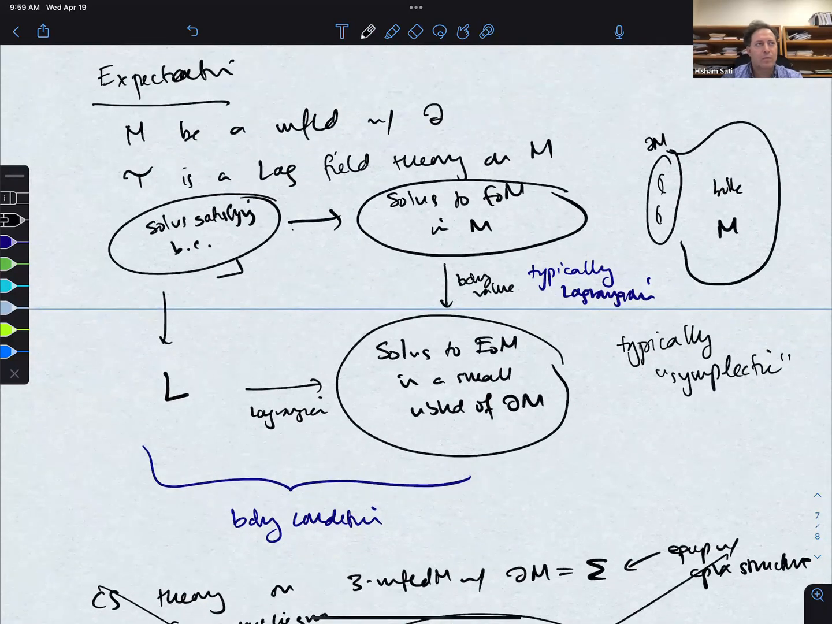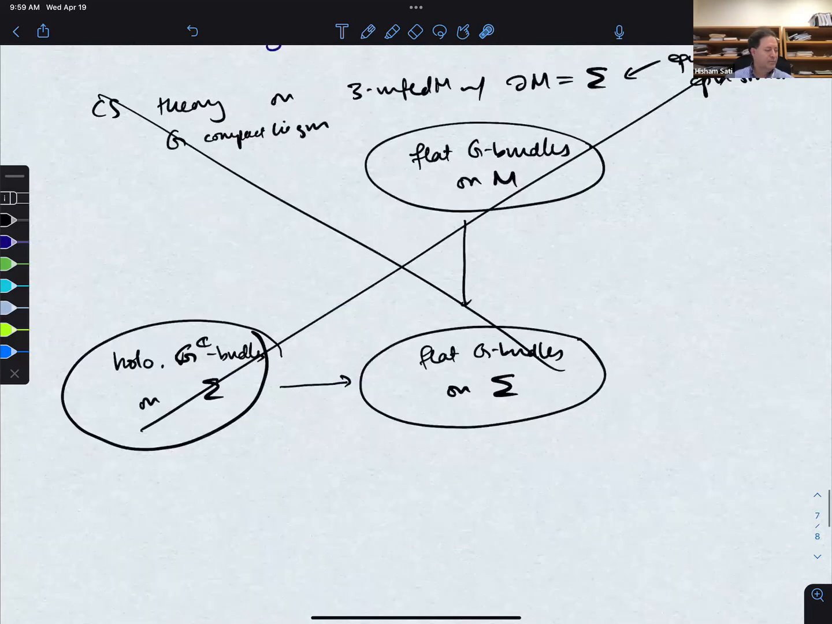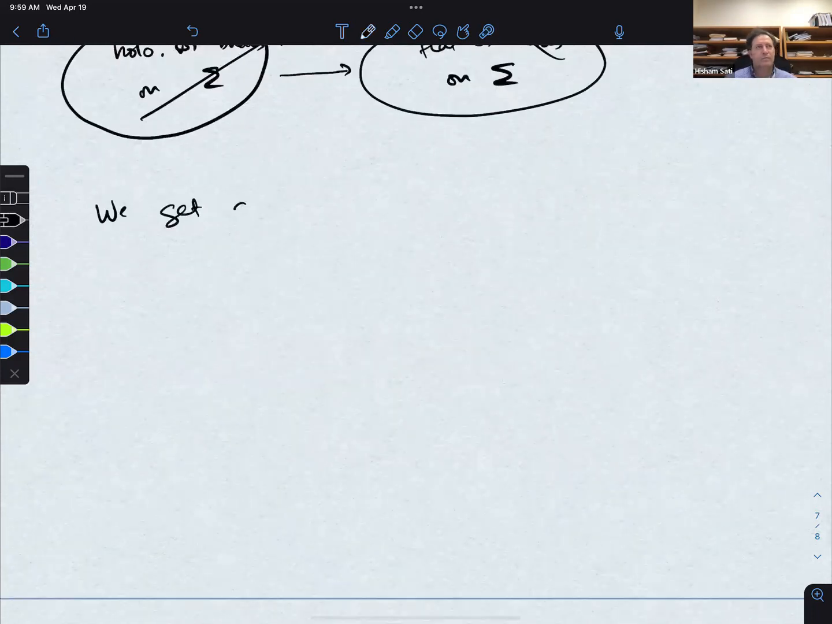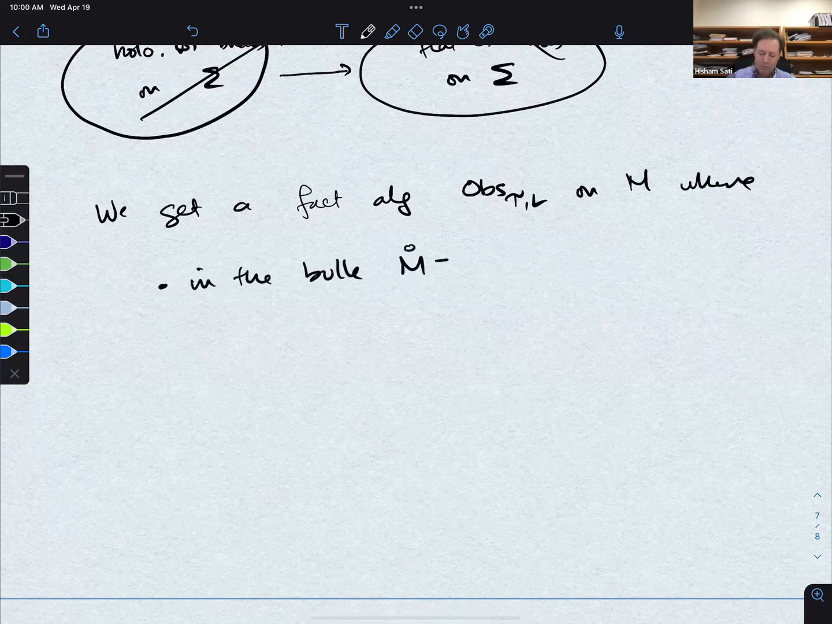So in the bulk, we know how to construct a factorization algebra by the work we mentioned earlier. So the question is, what should we do on the boundary? If we've imposed this boundary condition, it should depend on L somehow. So the expectation is that we get a factorization algebra, I'll call it Obs^{T,L}, on M, where in the bulk, which I mean M with the boundary removed, Obs^{T,L} restricted to the bulk just looks like the observables of T. So there's no boundary condition.